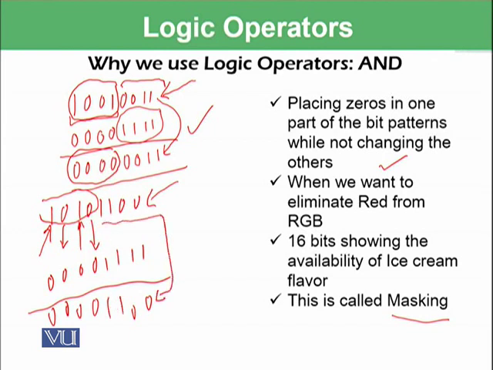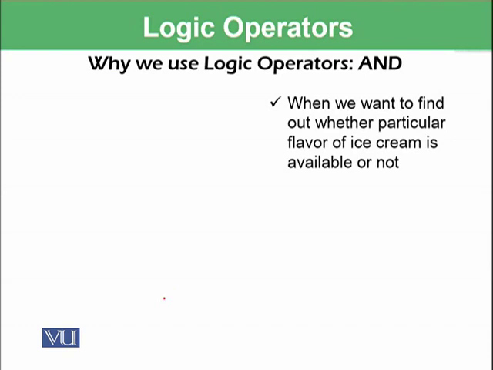This would make the initial 4 bits 0, and the next 4 bits would remain unchanged, as they were in the question. Similarly, when you want to find out whether a particular flavor of ice cream is available or not, you can check by ANDing it with 1. For example, we have 1 0 1 1 0 0 0 1, numbered 1 to 8, and we want to check whether this flavor is available. You can AND it with 0 0 0 0 1 0 0 0. You would see that the 5th bit from the left side will be 1 only when the flavor is available, otherwise it will give you 0.